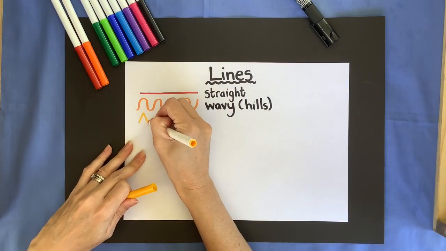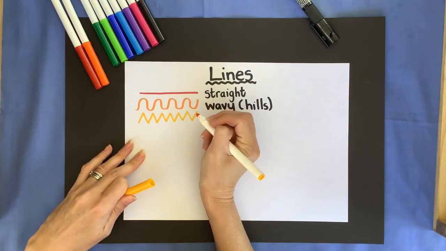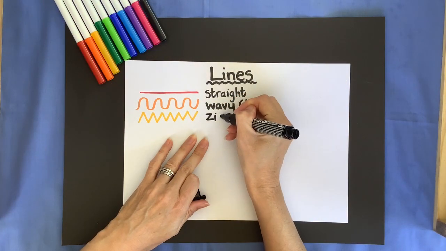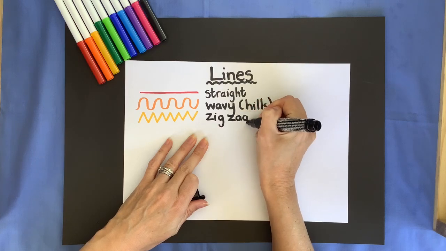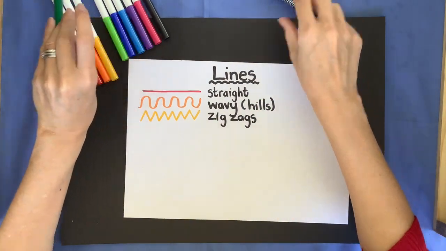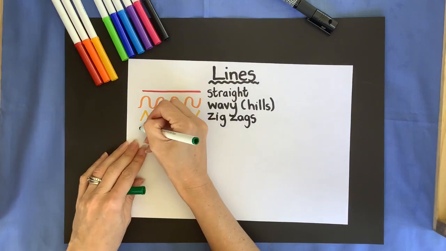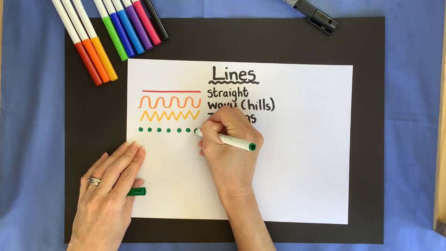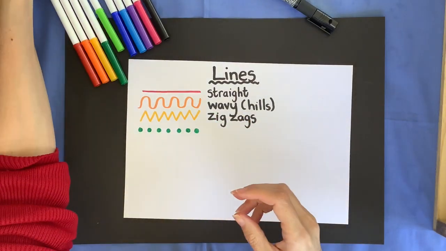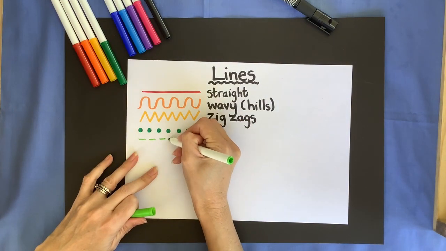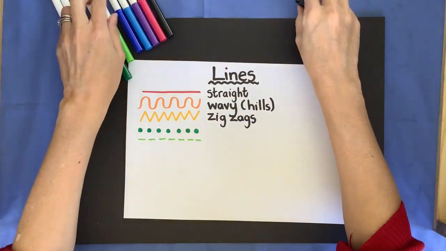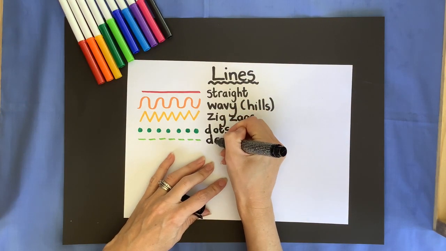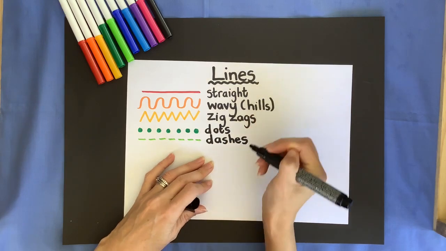Let's have a look at some zigzag lines. These lines go up to a sharp point and down again to a sharp point, up again to a sharp point and down to a sharp point, zigging and zagging. Look at our dotted line, a line made by just lots of little dots. Or a dashed line, a line made by making lots of little short dashes all put together.